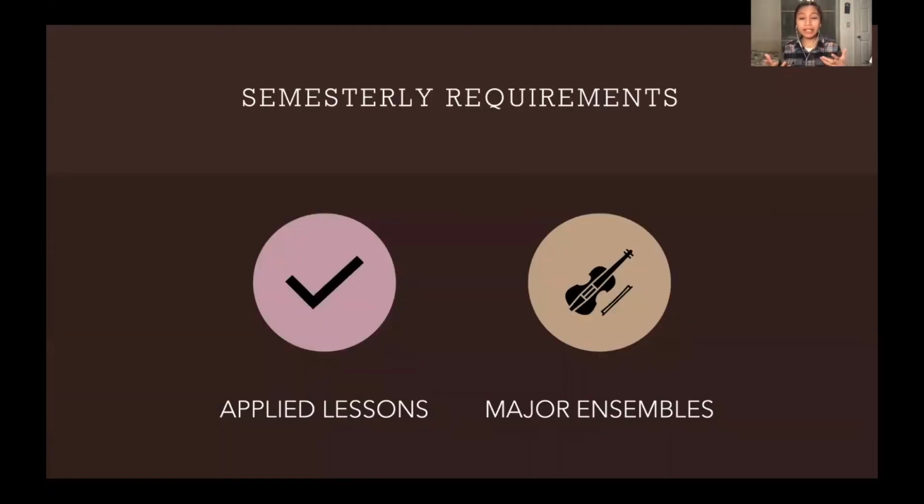At San Jose State, you have semesterly requirements as a music education major. Those two semesterly requirements are your applied lessons and your major ensembles. Together, they make happiness with music. Your applied lessons are your private voice lessons with your voice teacher, and your major ensembles are things like concert choir. Since these are happening every single semester, we might as well just put them in every single semester.